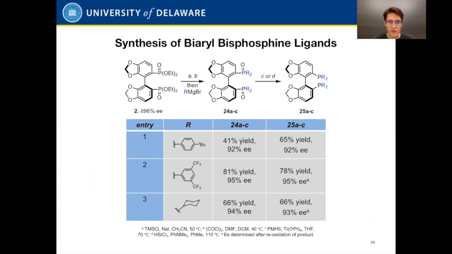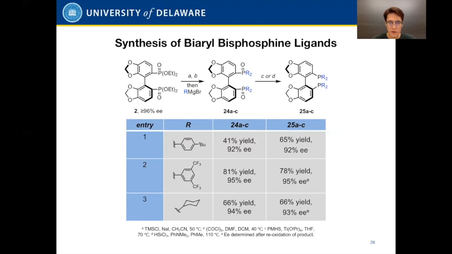First, bisphosphonate 2 was converted to the bis-dichlorophosphate and then treated with various Grignard reagents to generate the bisphosphine oxides. Then these were reduced to the desired bisphosphine ligands in good yields and high levels of stereochemical retention.